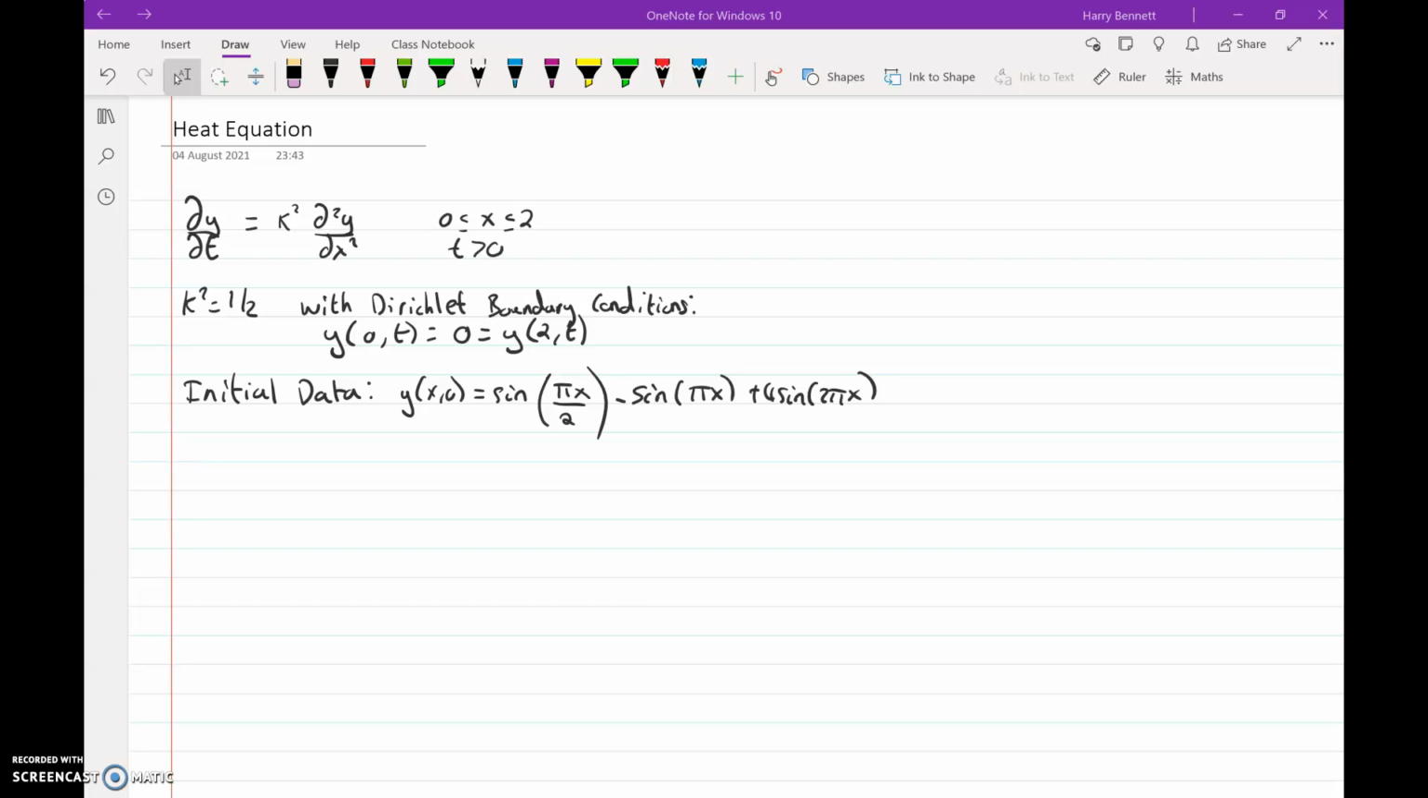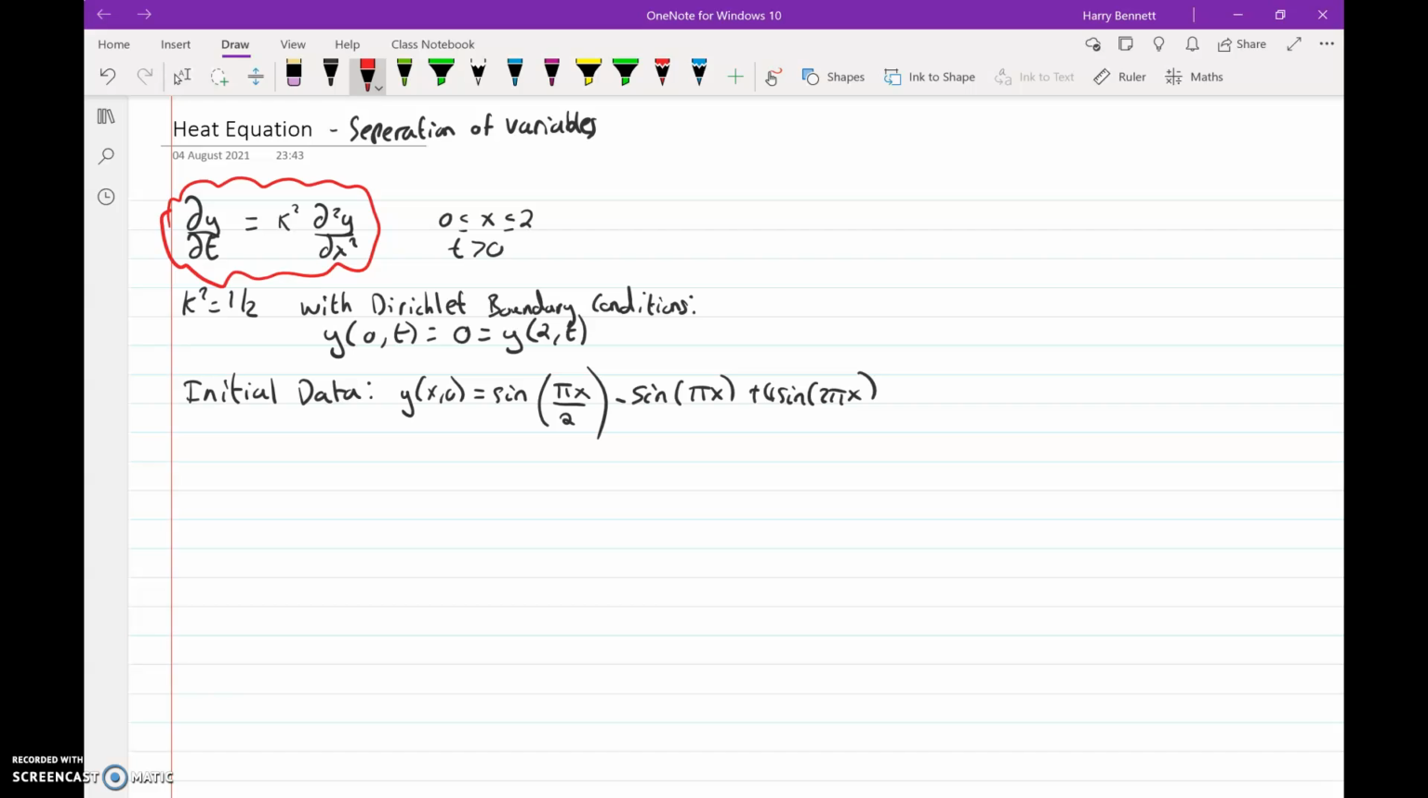Today we will be solving the heat equation via a method called separation of variables. The solution to this equation will be quite long, so I'll be splitting the video into several parts. This is part 1. So, the heat equation is as follows.